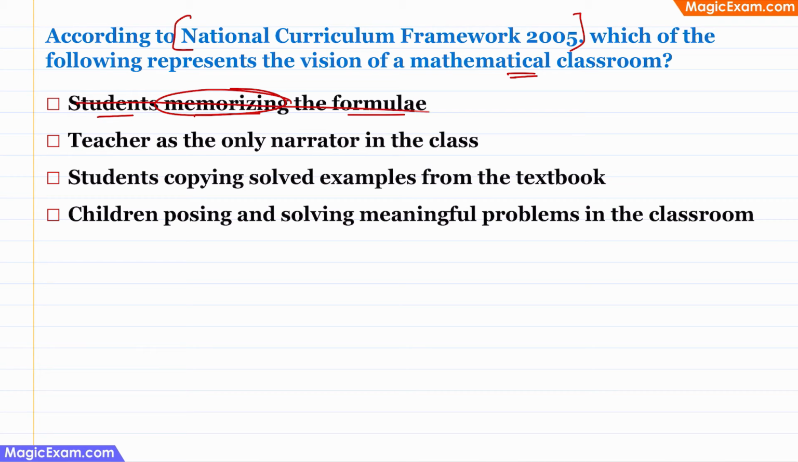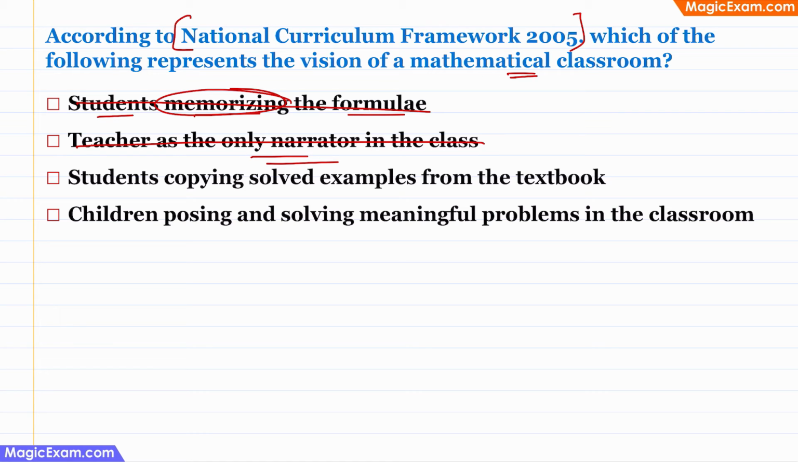Therefore, this is incorrect. Next, teacher is the only narrator in the classroom, which means the teacher is standing in one side and giving a lecture and all the students are just listening or hearing the lecture. So that is a teacher-centric classroom and that cannot be a progressive classroom. Therefore, that is not recommended by the NCF or the NEP. Therefore, this also can be eliminated.